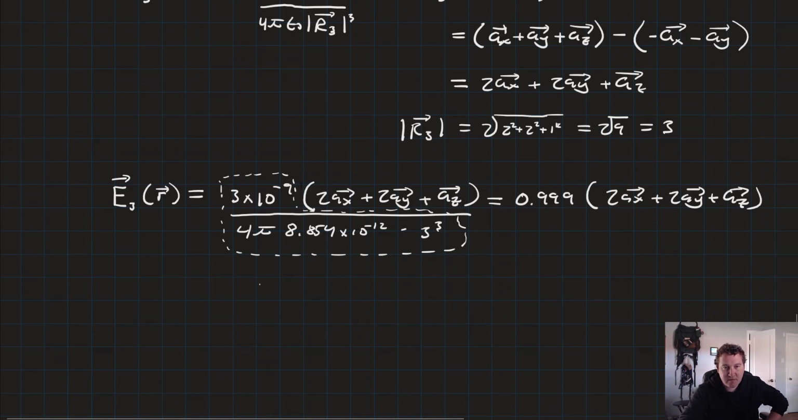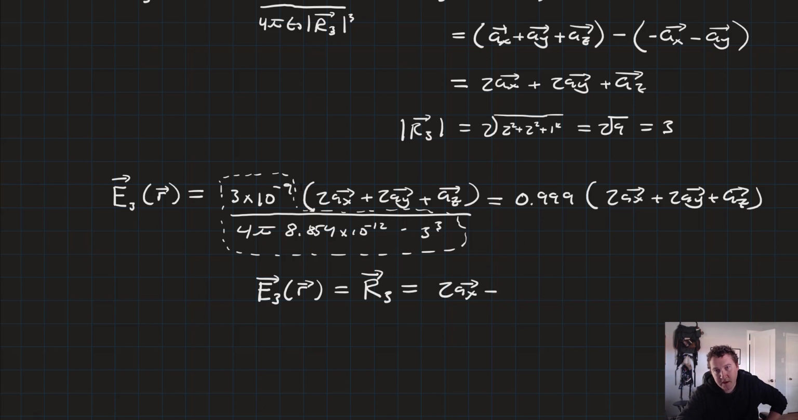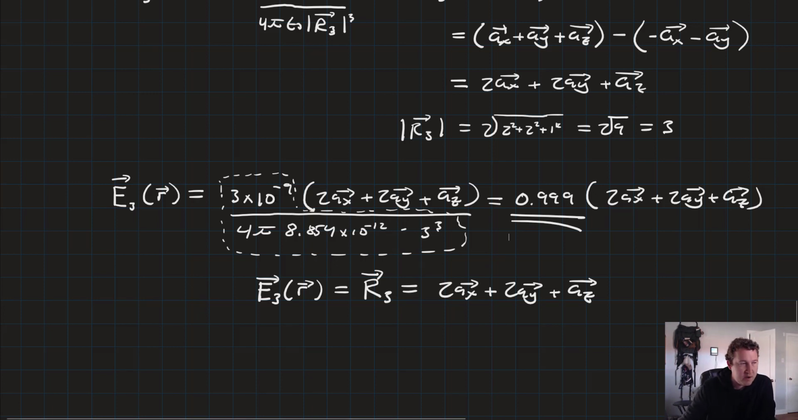And so in this case, we'll find that E3 as a function of R is equal to 2ax plus 2ay plus az, right? And that's just because we're going to round 0.999 up to just be 1 to keep some of our math simple.